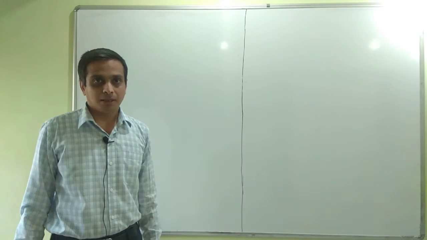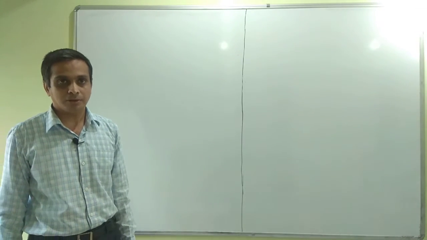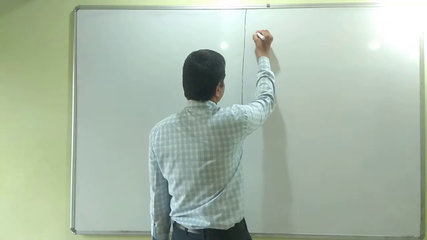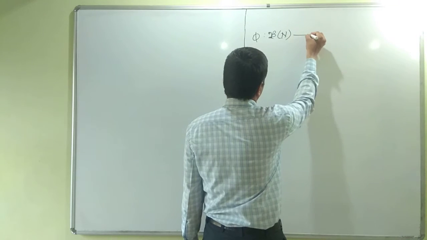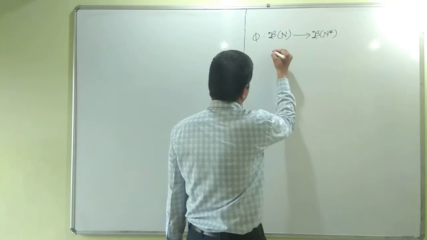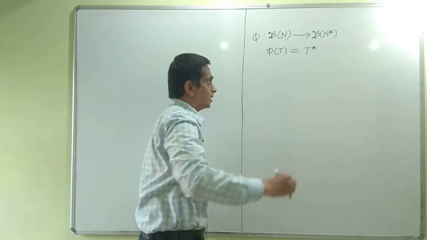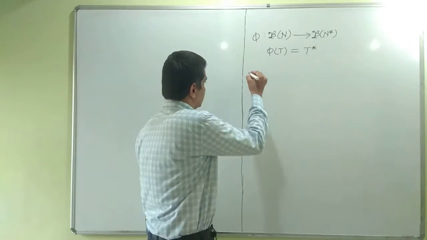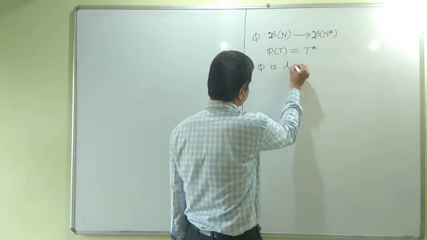Dear students, in continuation to the previous lecture, we will prove some more properties of phi. Recall what phi was. Phi is a function from Bn to Bn star defined by phi of T equals T star, where T star is the conjugate operator of T. So far we have proved that phi is linear.